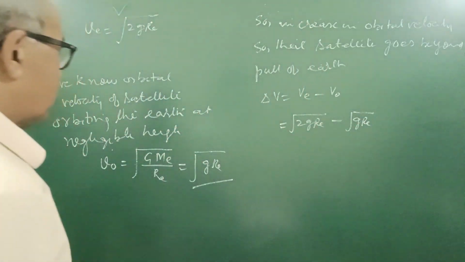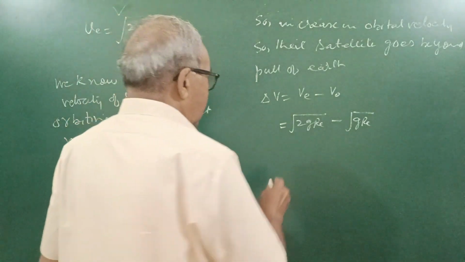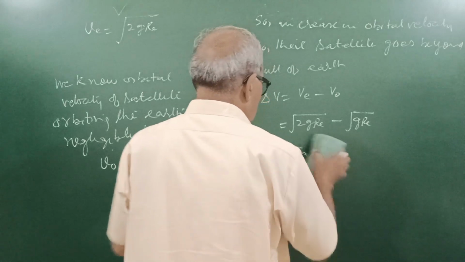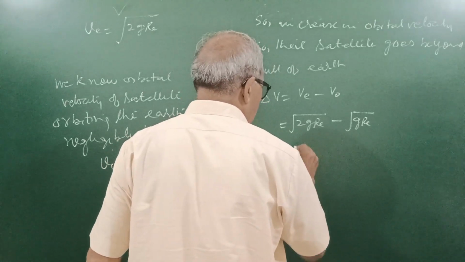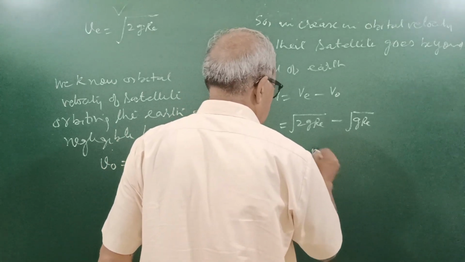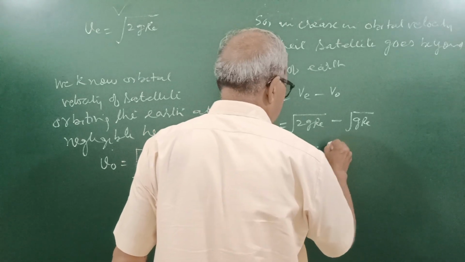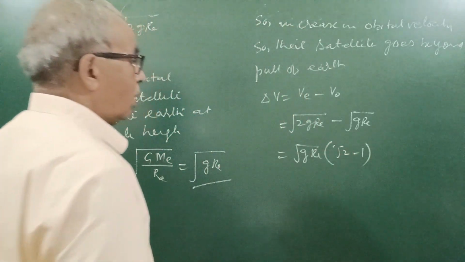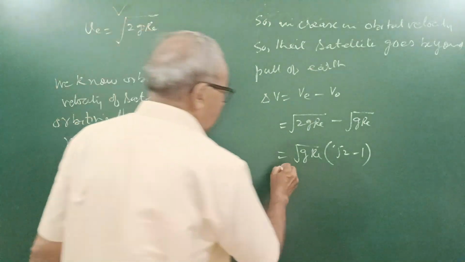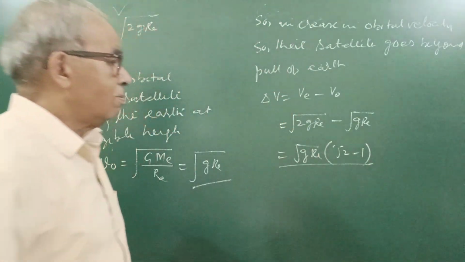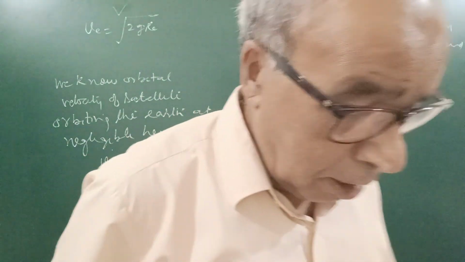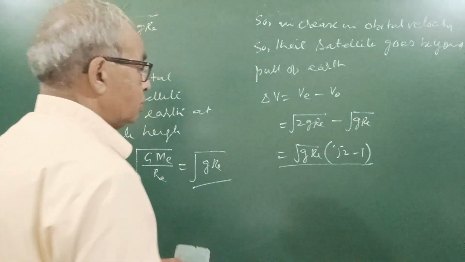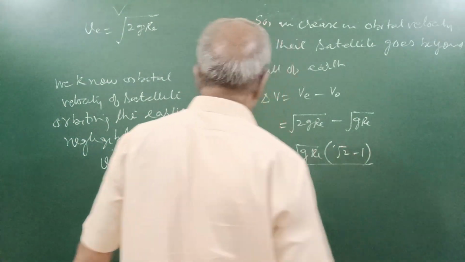How to subtract this? Actually root g RE is common in it. So it will be root g RE into root 2 minus 1. That's all, this is the answer. This is the increase in the option. Is that clear? So this was another question.